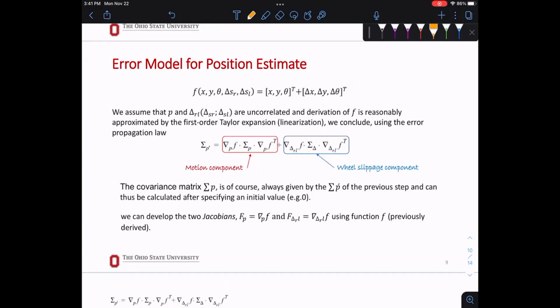divided in 2 parts. One, the motion component, right? One comes from the motion component, and one from the slippage of the wheel, where KR and KL come in. So we will use this equation to find sigma P prime, which is the covariance matrix for the estimated position. And then we will calculate.